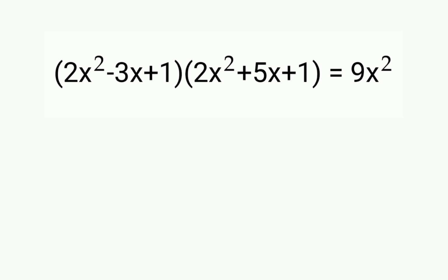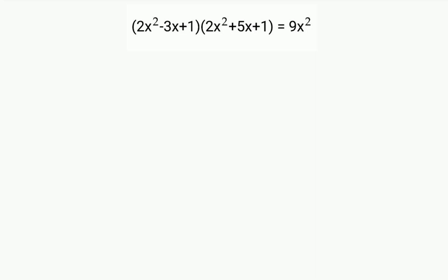2 times x squared minus 3 times x plus 1 multiplied by 2 times x squared plus 5 times x plus 1 is equal to 9 times x squared. And we do know what our mission is, and that's to find x. Pause the video and give it a real try. You can solve it, and then continue watching.